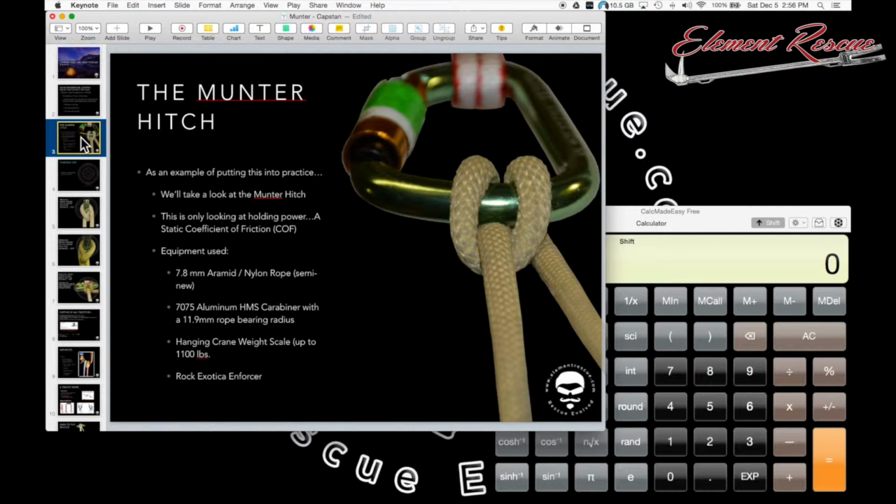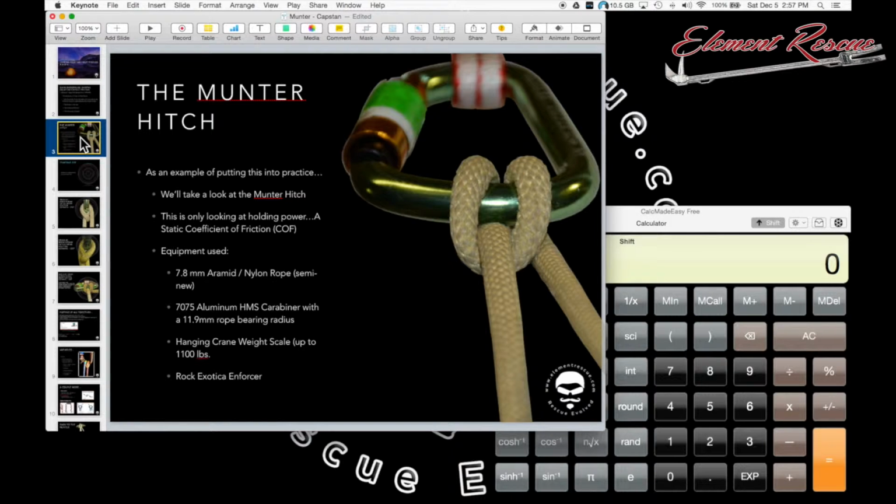We are going to dive into the munter hitch. We use the munter hitch for a bunch of things, from emergency egresses to just regular rappelling to lowering casualties, manipulating it for various systems from a one-way munter to a 1.5, a monster munter, etc. There's a lot of variations of this, so we're going to look at a simple munter today.